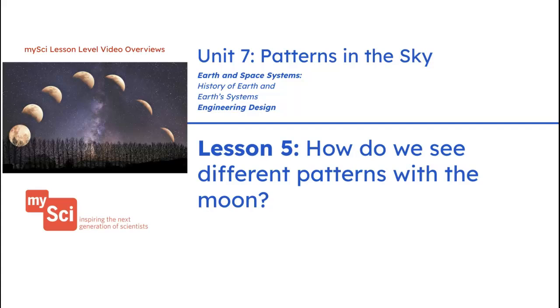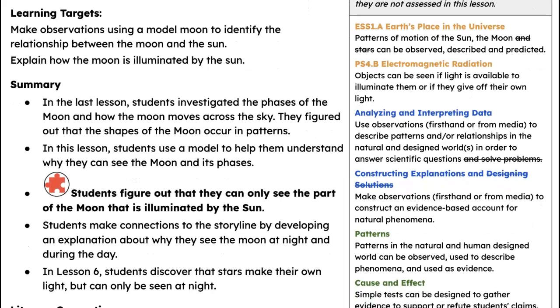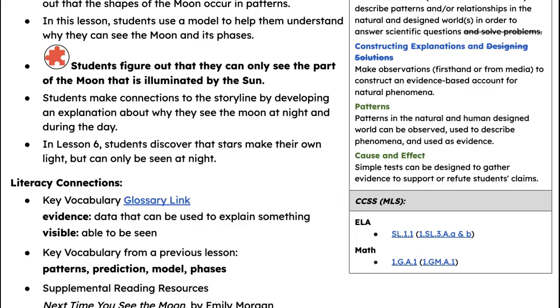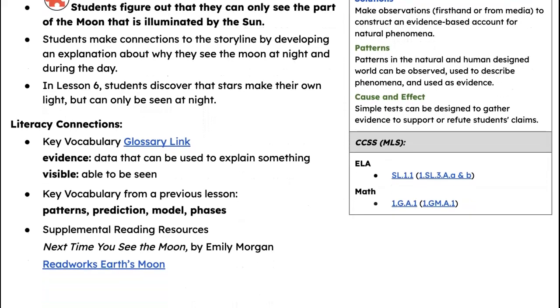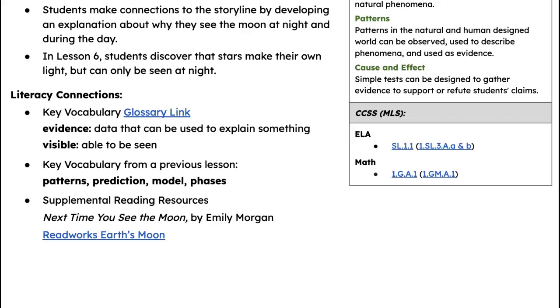Students make connections to the storyline by developing an explanation about why they see the moon at night and during the day. There are several opportunities for ELA and math cross-curricular connections throughout the lesson. You can look for specific standard connections in the Unit 7 Teacher Guide. This lesson will take approximately 4 days to complete.